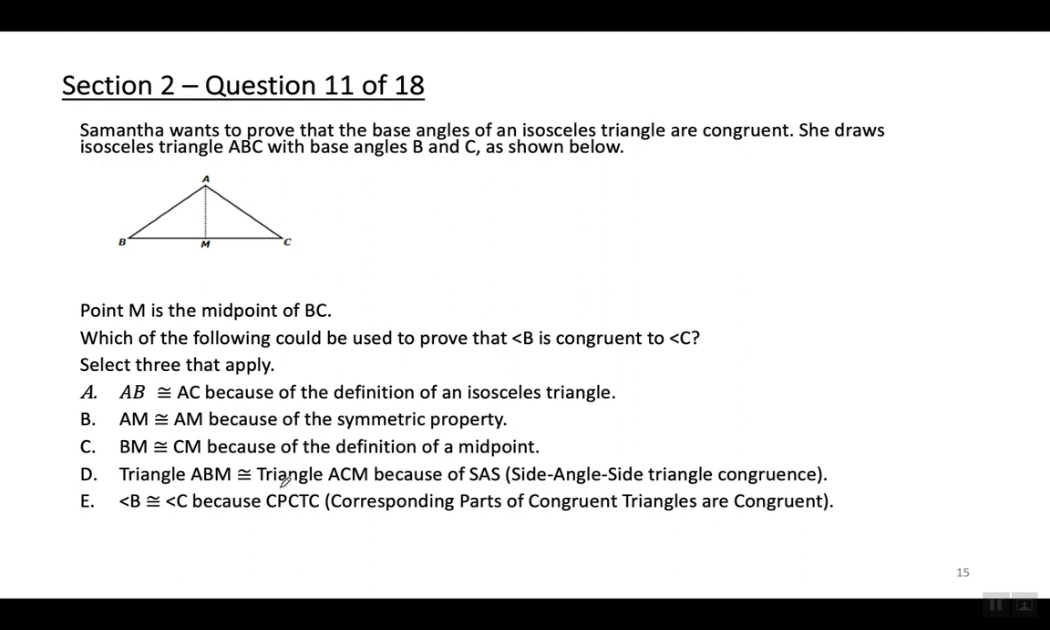So if you were doing a proof here, the last reason that you would put is that angle B is congruent to angle C because corresponding parts of congruent triangles are congruent. And the reason that comes before it would have been SSS. They just wrote it wrong. They wrote side, angle, side. I hope that makes sense. Okay, let me say that in Spanish.